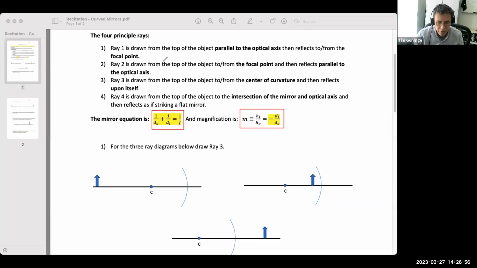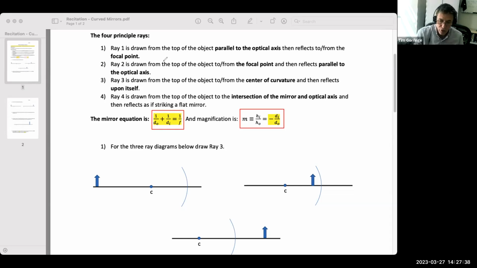I wanted to work through an example that involves reflection off a curved mirror. When we do ray tracing or reflection of a curved mirror, we draw four distinct types of rays. There's a pair of rays that involve either going in parallel to the optical axis or heading out parallel to the optical axis. In one of them, you head into the mirror parallel to the optical axis, and you head out either through the focal point or as if you're coming through the focal point of the mirror.